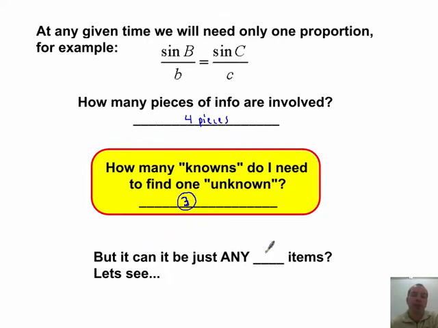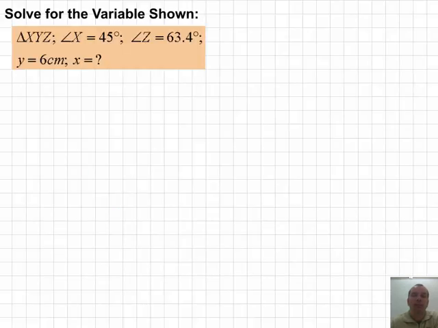But can it be just any 3 items? Well, no. We're going to need to find a full ratio. So I'm going to call it an opposite side and an opposite angle. If I don't have an opposite side and opposite angle, I cannot do it. So I need a full ratio, or I need opposite side, opposite angle, which is the same thing.